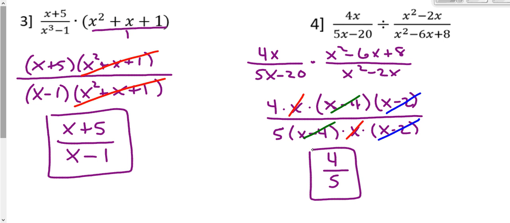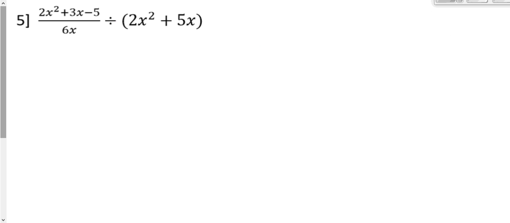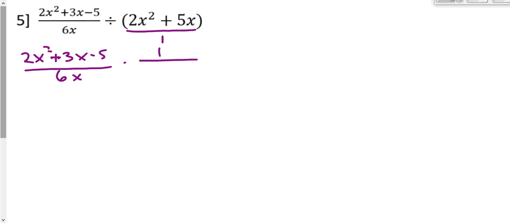Okay, let's move on to the final example. Here's number 5. And like one of the previous examples, our second part, I guess I'll call it, is just written as a polynomial. So you could write it over 1 and make it look more like a fraction. And because we're dividing, we're going to rewrite this as the first fraction multiplied by the reciprocal of the second.